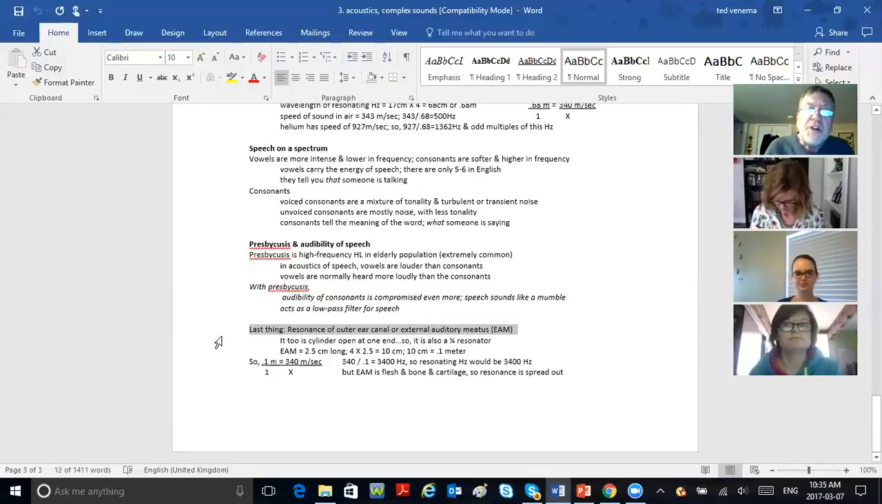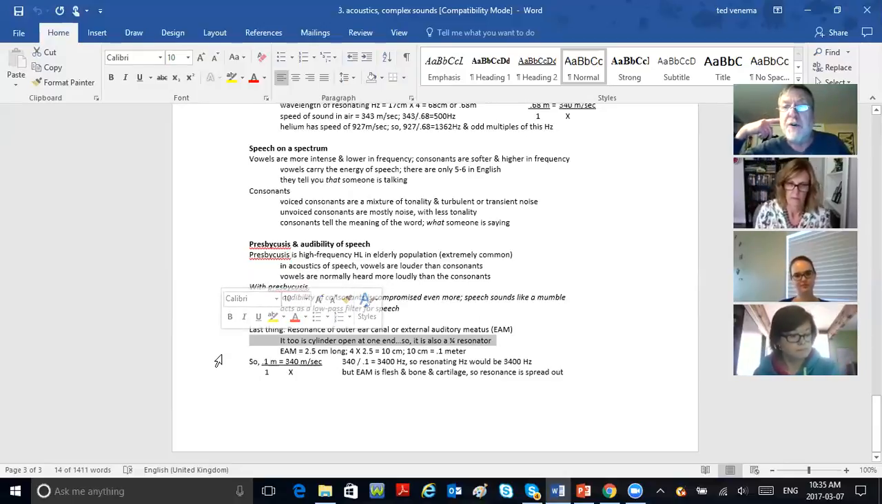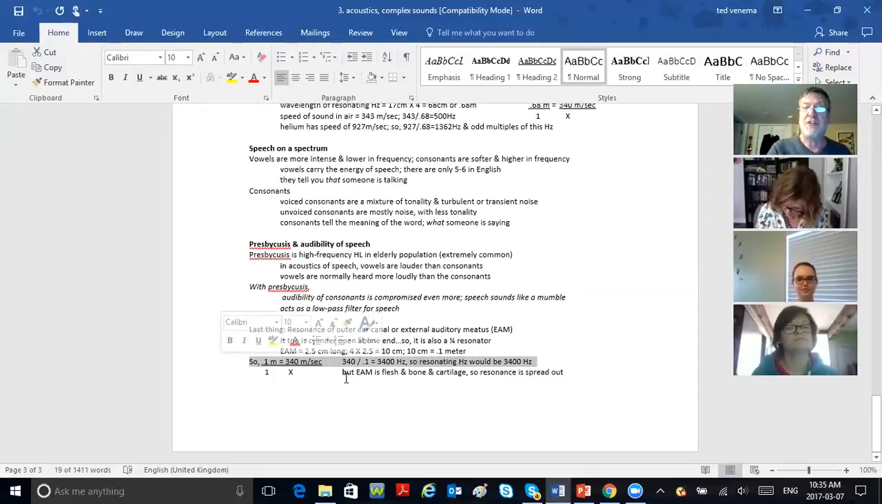It too is a cylinder open at one end. So it's also a quarter wave resonator. EAM, external auditory meatus, ear canal, 2.5 centimeters long. 4 times 2.5 is 10. 10 centimeters is 0.1 meter. 0.1 over 1 is equal to 340 over X. There's your division for you. 340 divided by 0.1, just do your cross multiplication, you get 3,400 hertz. That would be the resonance of your outer ear canal.